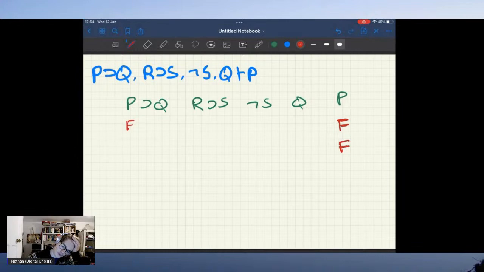What do we do next? Well, Q can be either true or false. That's why I introduced the new row. Not S can be either true or false. But if not S is true, that means S is false. Do you see? And if not S is false, that means S is true.